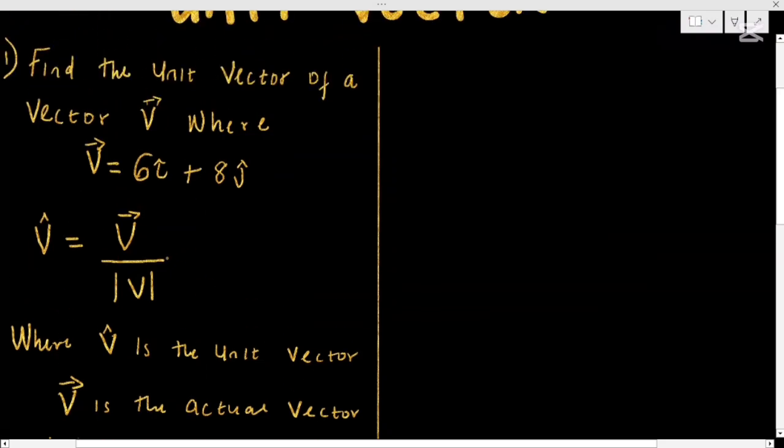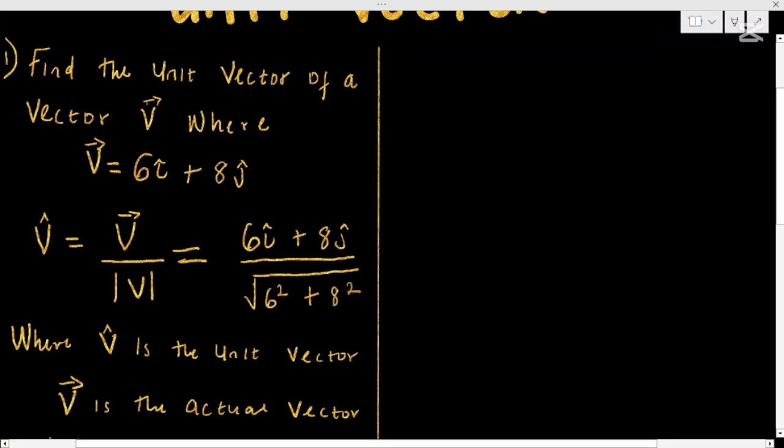Now from here, we can see that our vector v is given by what? 6i plus 8j. Also, to find the magnitude of v, very simple, is given by the square root of 6 squared plus 8 squared. It's as simple as that.